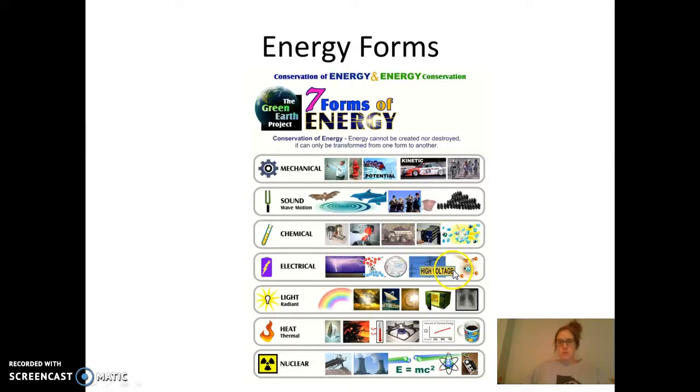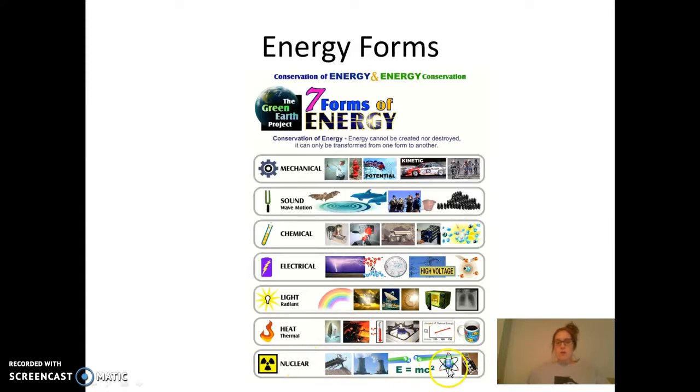Then you have electrical energy. Anything that gets its energy from a plug or a battery or things like lightning have electrical energy. Light energy is also called radiant. Do not forget that all forms of radiation are considered light energy. So X-rays, microwaves, radio waves, and then of course the visible light that you can see. Then you have heat energy, which we also call thermal energy. So anything that has heat has thermal energy. It's caused a lot by friction. So most energy transformations are going to include thermal energy.